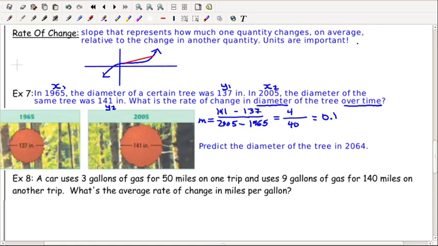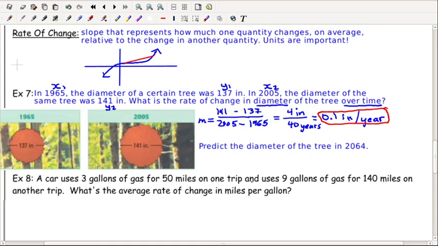And now this is where the units come in, because we had each of these associated with a certain number of units. My y value on top was measured in inches, 137 inches, 141 inches, so this is going to be 4 inches. And my x values were measured in years, so this is going to be years. So my answer is 0.1 inches per year. So do keep track of those units. They are important for your answer. Units should be included in your answer for this kind of word problem, inches per year.